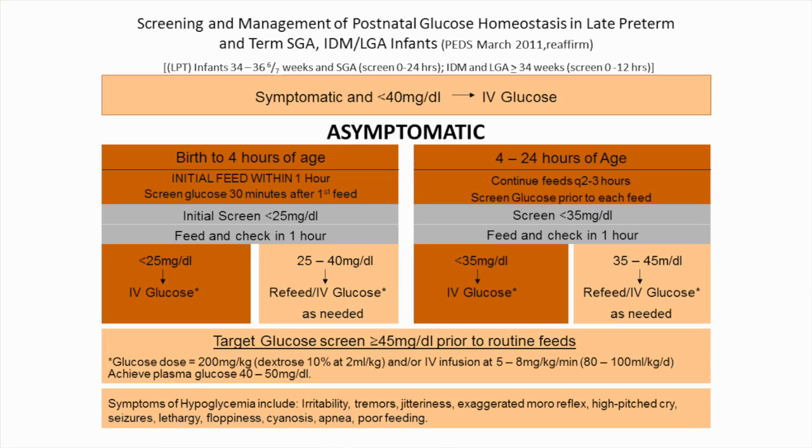If the initial screen is less than 25 and the baby remains asymptomatic, screen again. If the glucose is still less than 25, then the operational threshold for action is less than 25, the baby should receive IV glucose. If the glucose is between 25 and 40, that's an operational threshold. That's a decision made by the healthcare provider whether to simply feed that baby again or move on to intravenous glucose. That decision will be made by the healthcare provider based on the baby's exam, risk factors, and how the baby is doing.